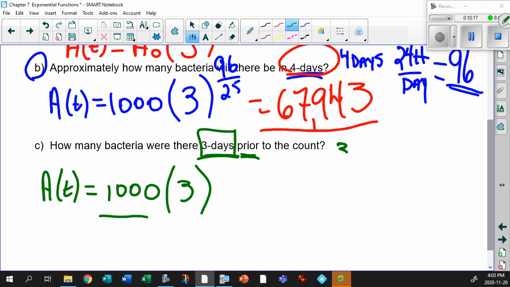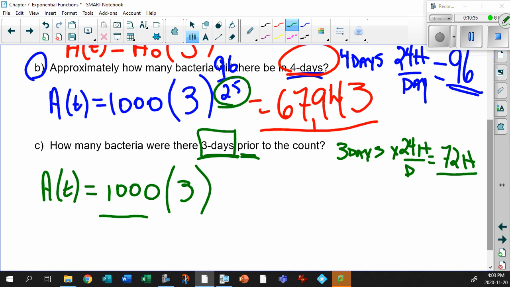3 days, you still have to convert into hours, right? Because your period is still based on hours. So 3 days times 24 hours per day works out to be 72 hours, right? It's 72 hours. But we're going back. Prior means we're going back. So we can actually put in a negative here. Negative 72 hours over the period of 25.